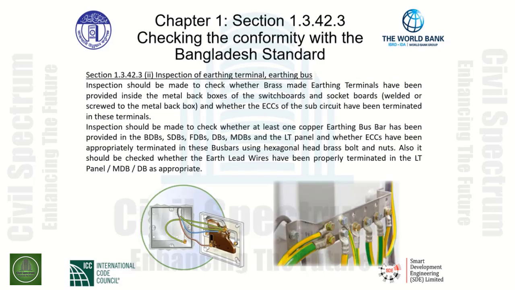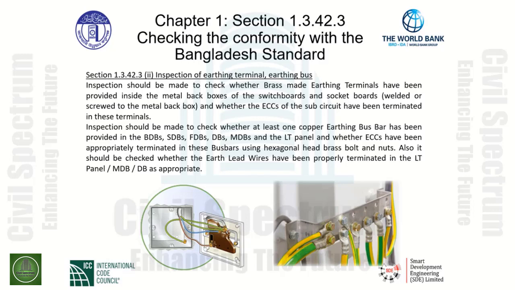Item 2, inspection of earthing terminal, earthing bus. Inspection should be made to check whether brass-made earthing terminals have been provided inside the metal back boxes of the switches and socket boards, and whether the ECCs of the sub-circuit have been terminated in these terminals.